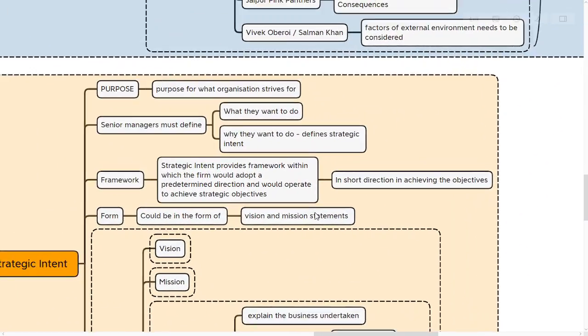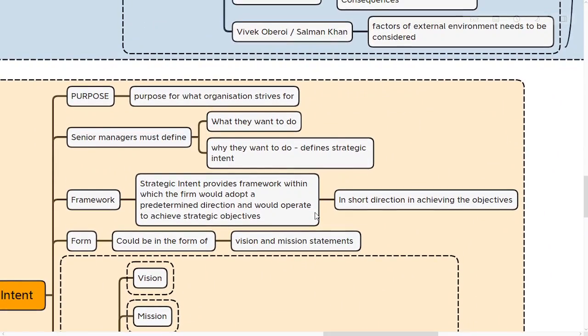Strategic environment. Strategic intent. What does strategic intent mean? Purpose for which the organization strives. Senior management must define what they want to do and why they want to do it, defining the strategic management framework. Strategic intent provides a framework within which the firm would adopt a predetermined direction and would operate to achieve strategic objectives. In short, direction in achieving the objectives. The form could be in the form of vision and mission statements.